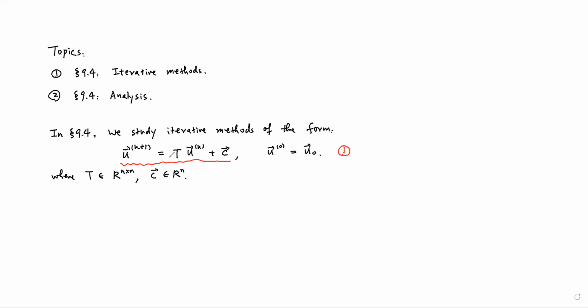About this equation, let me introduce two terminologies. The matrix T, size is n by n, and I assume a real matrix. Let me call this matrix the iteration matrix. U0 is usually arbitrarily chosen. I give a name to U0: initial guess to the solution of a linear system.